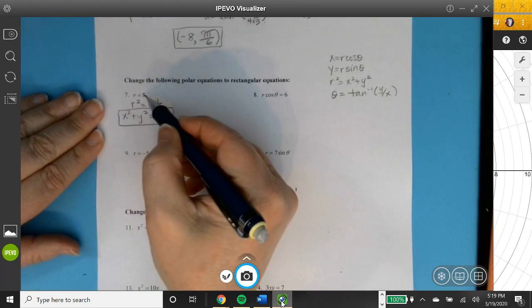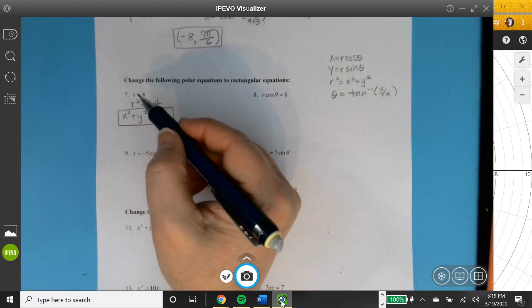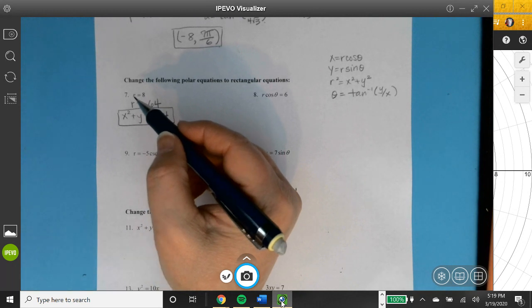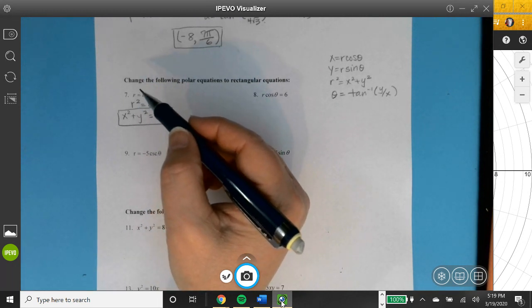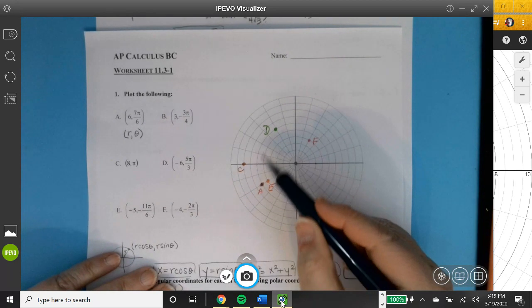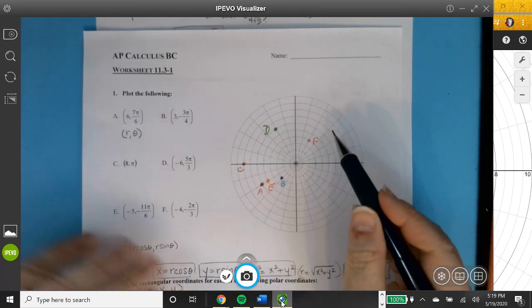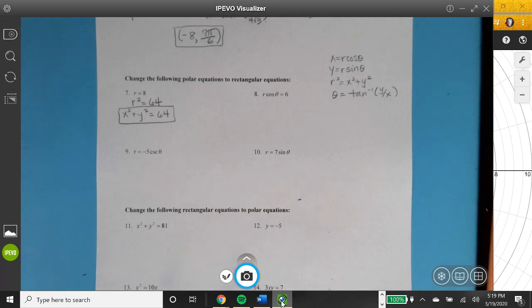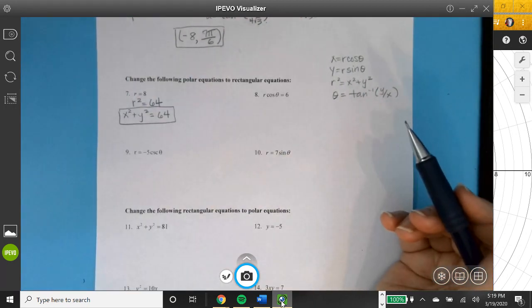And that makes sense, right? Because if we go back to our polar graph, which I will pull over here, circle of radius 8, right? That's just going to be that r is constantly 8, so it'll be a circle of radius 8. Makes sense to me. All right, let's do this next one.